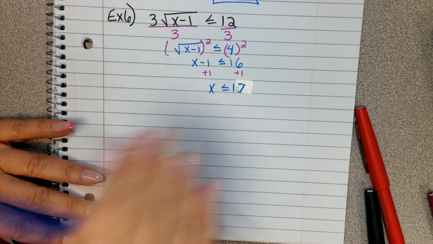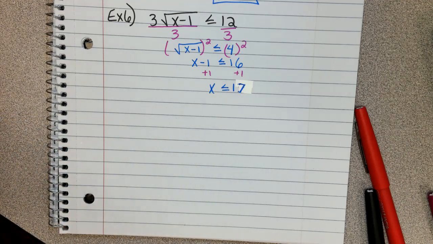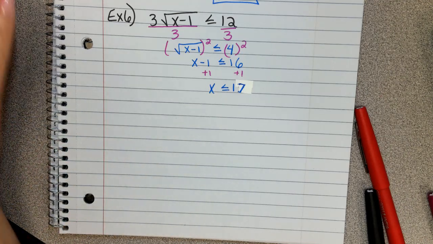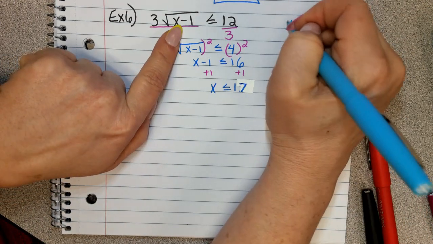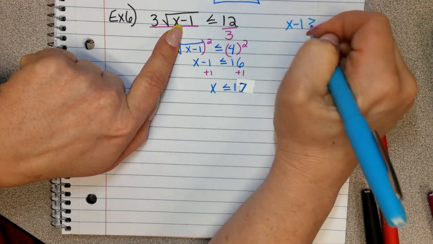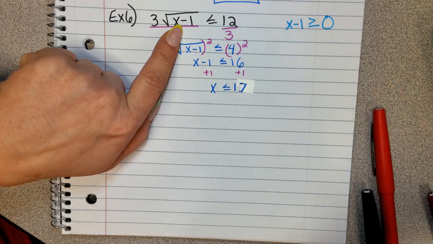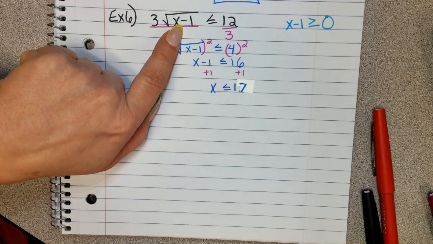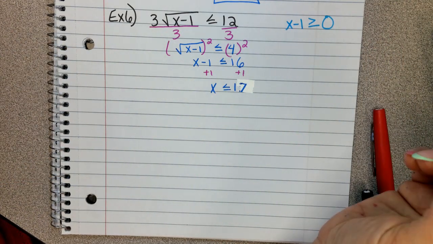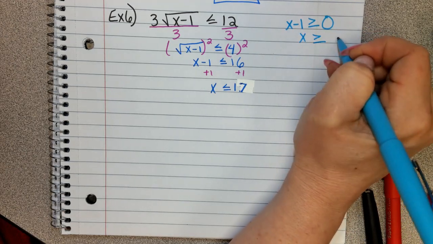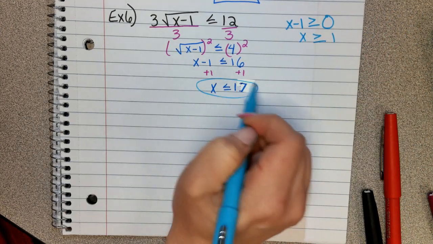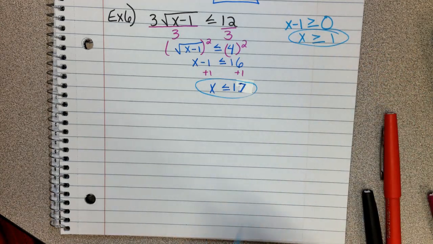Now with inequalities, that is definitely something to consider. The other thing you have to consider is the radicand. So please don't forget that. My radicand is x minus 1, and you want to make sure that it's greater than or equal to 0, because if I take the square root of a negative, obviously I'm going to get an imaginary number. That's not good in this particular situation. So x would have to be greater than or equal to 1. These are my 2 situations that I need to fulfill.